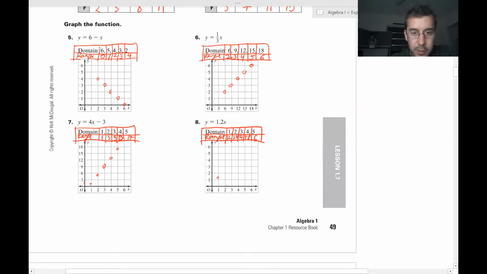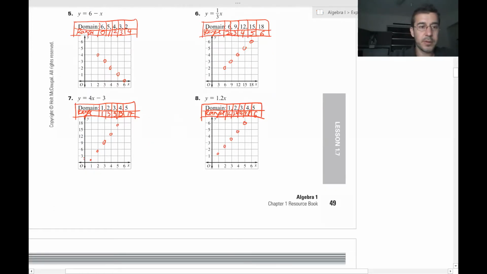Then for 2, we have 2.4. And then for 3, we have 3.6. And 4, we have 4.8. And for 5, we have 6. Okay.